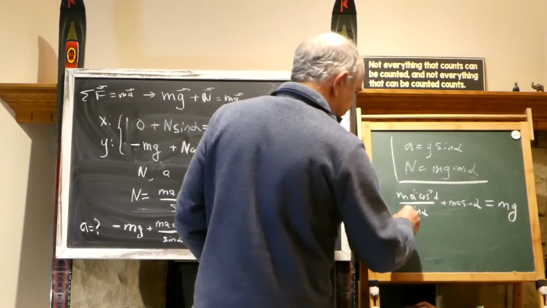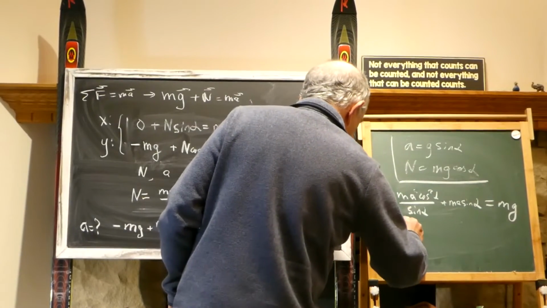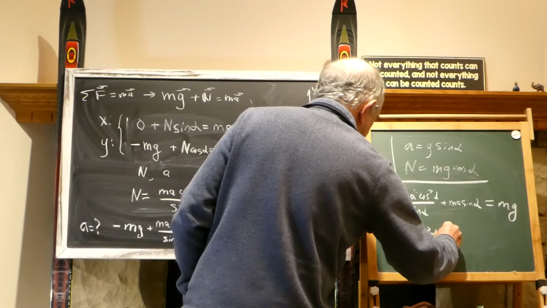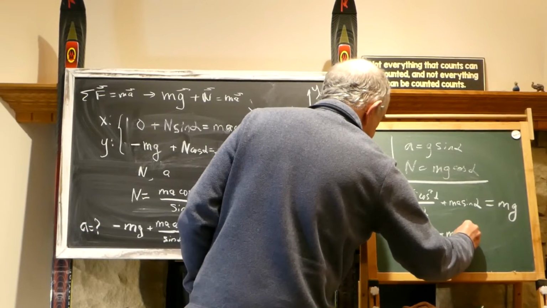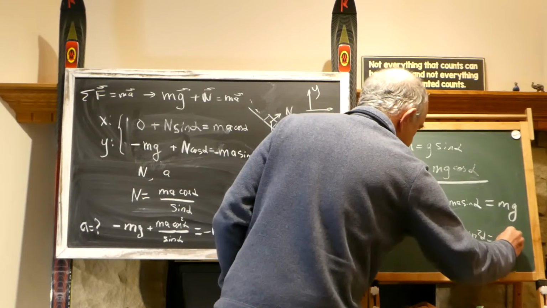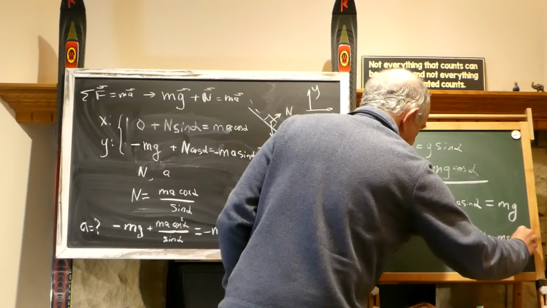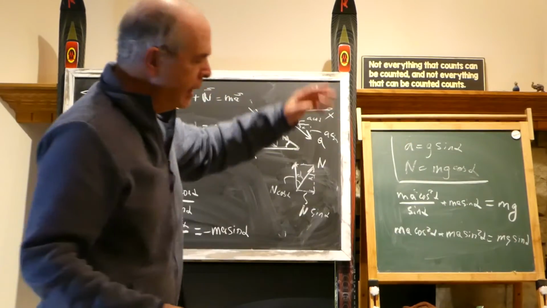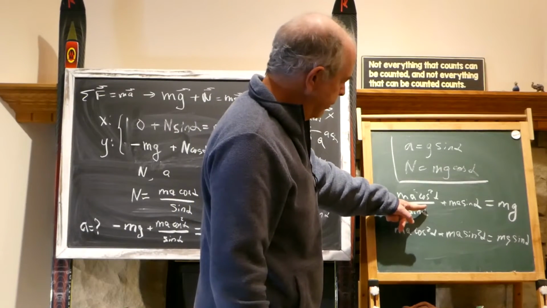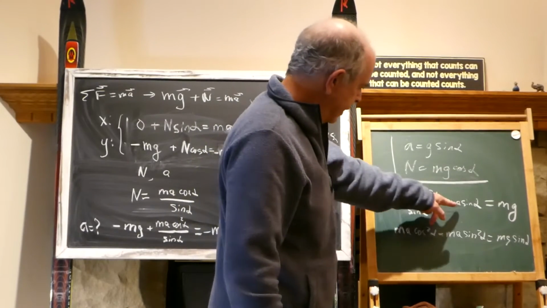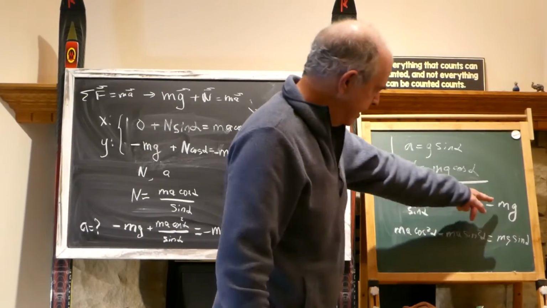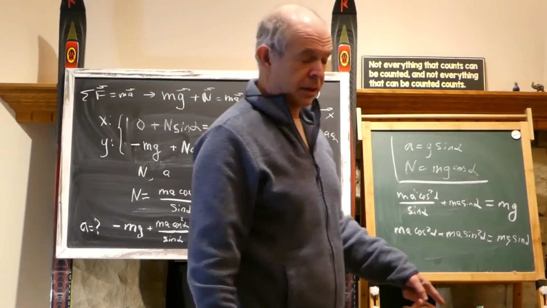Now let's multiply by sine alpha, and we will have m a cosine square alpha plus m a sine squared alpha equal mg sine alpha. So what I did, I multiplied both sides by sine alpha. I multiplied this by sine alpha, and this sine alpha disappeared. I multiply this by sine alpha, and this becomes sine squared. I multiply this by sine alpha, and this becomes mg sine alpha.